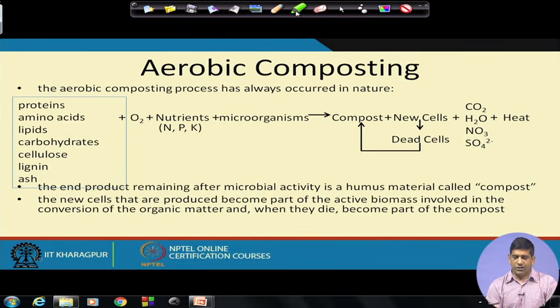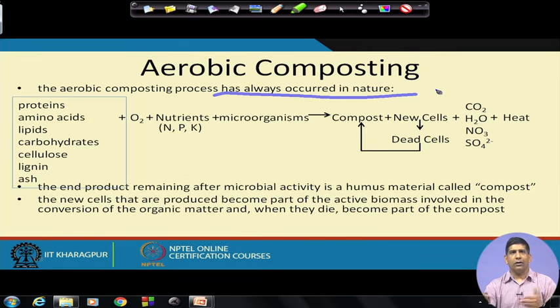The composting process has always been happening in nature. It's going on in nature, like when you go outside, there is always some sort of biodegradation happening. You go in the woods, into a forestry kind of area, you see a lot of biodegradation and other things going on.